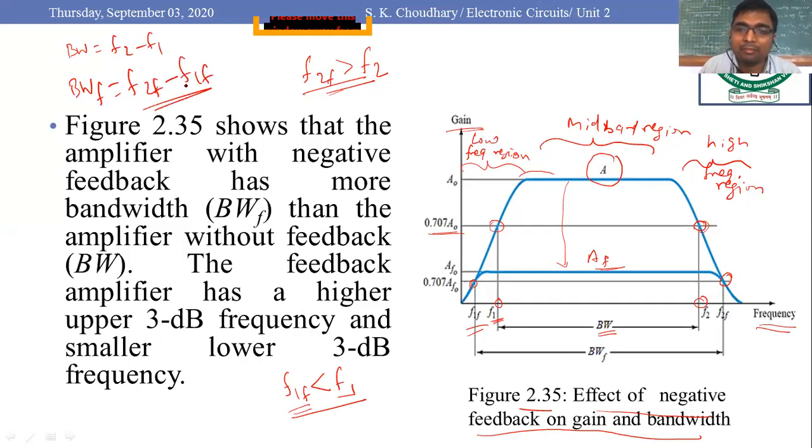So it is simple mathematics. F2F is larger than F2 and F1F is less than F1, which means the difference, or you can say the bandwidth, is more as compared to the bandwidth without feedback. So in this way we can see that as the gain decreases, the bandwidth increases.